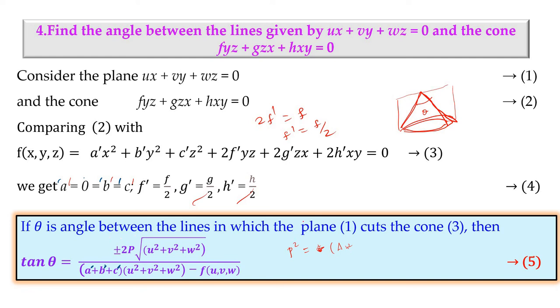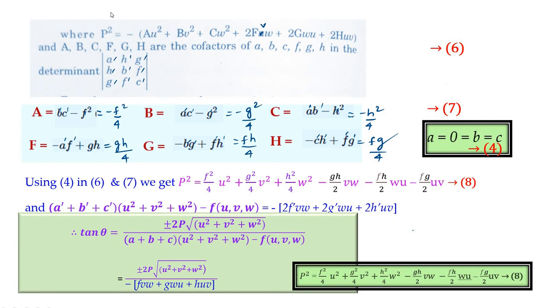If theta is the angle between the lines in which the plane 1 cuts the cone, this is a borrowed result. So you have this cuts the cone, then we have tan theta to be this. Now where P stands for, already it is mentioned. Capital A, B, C are nothing but the cofactors of small a, b, c, f, g, h from this determinant. Now we are going to use 4 in 6 and 7. What is 4?